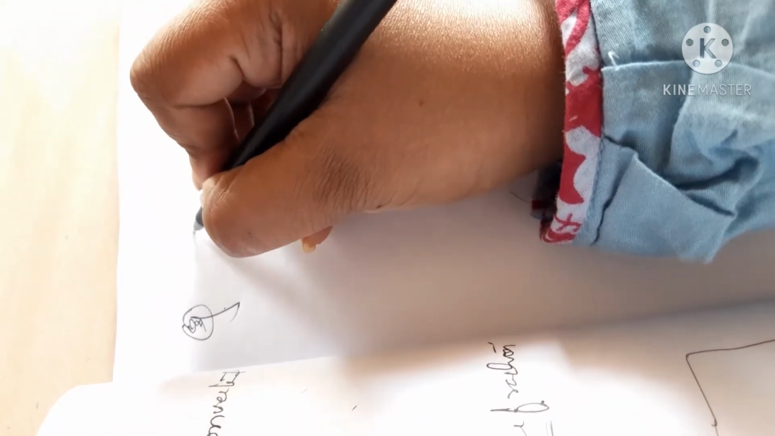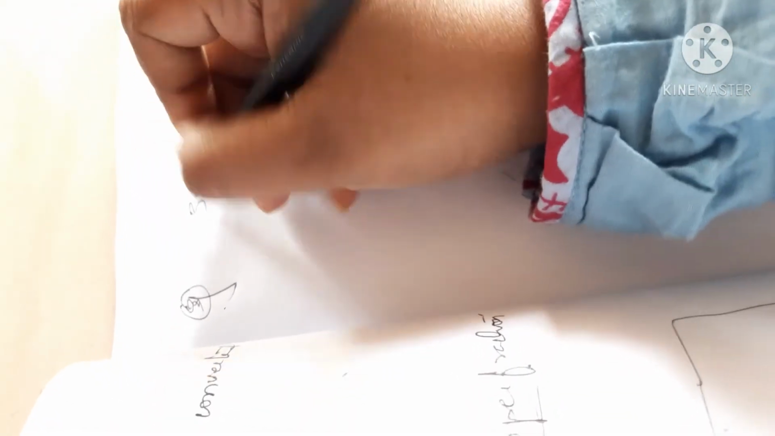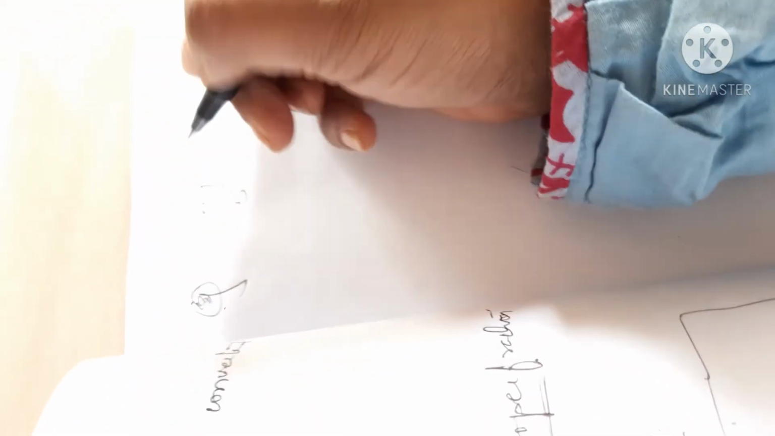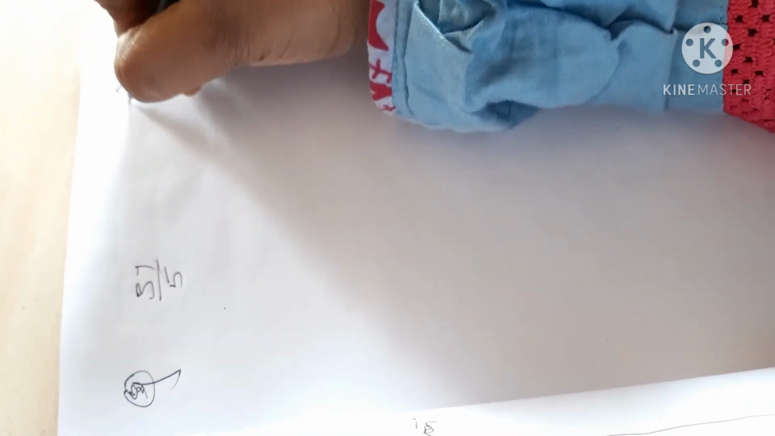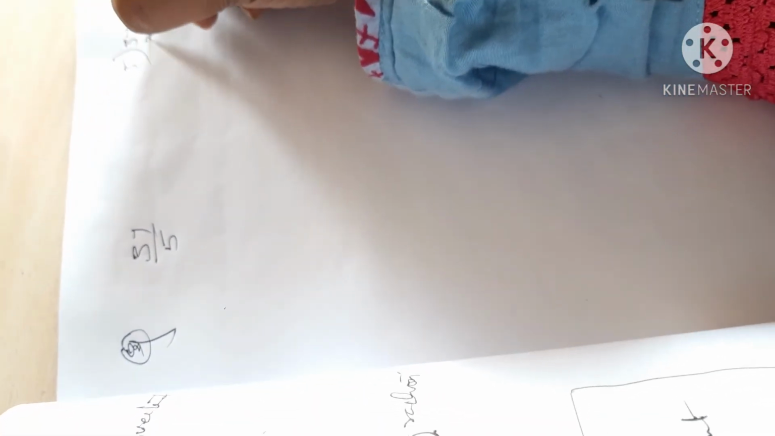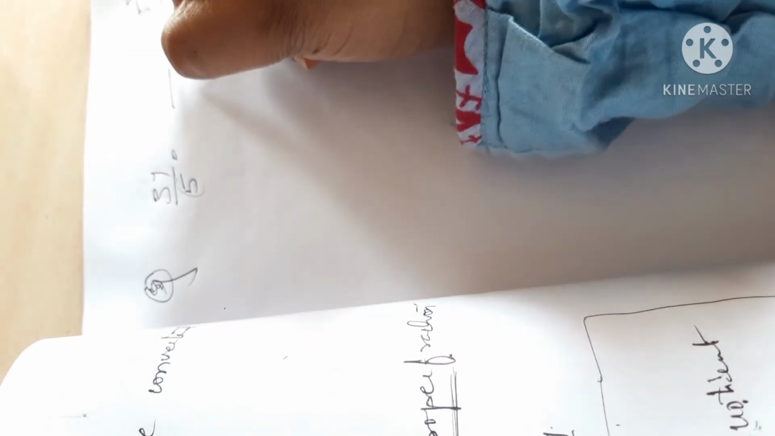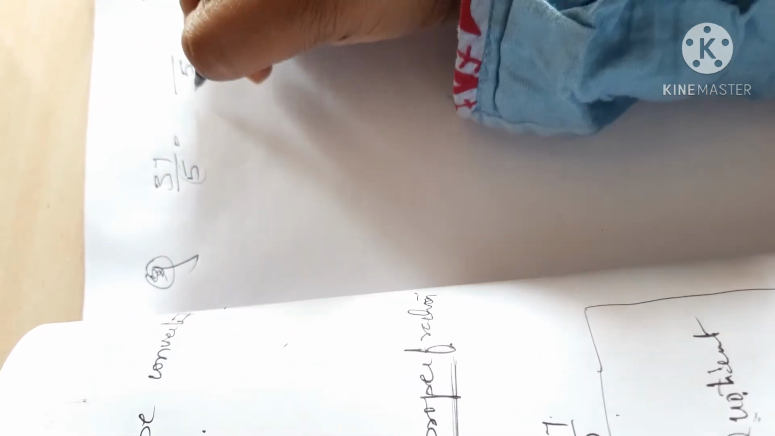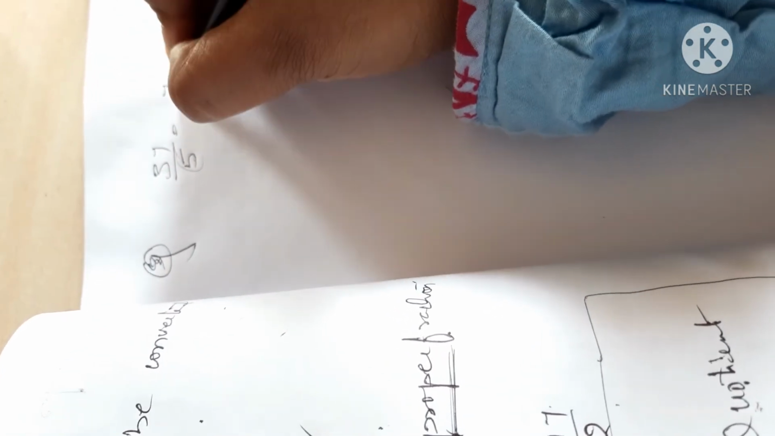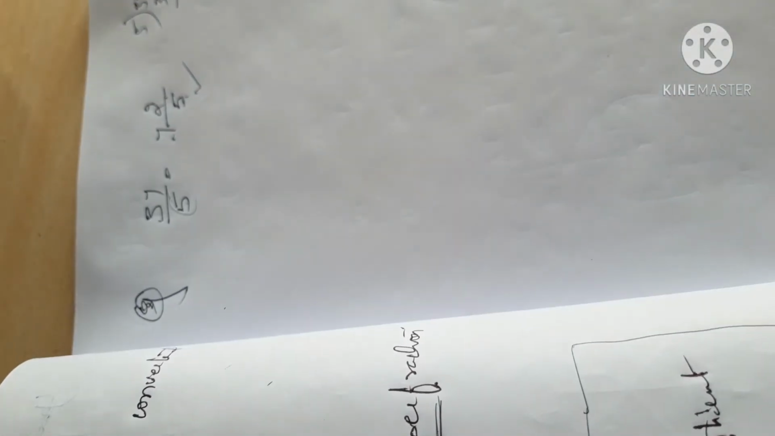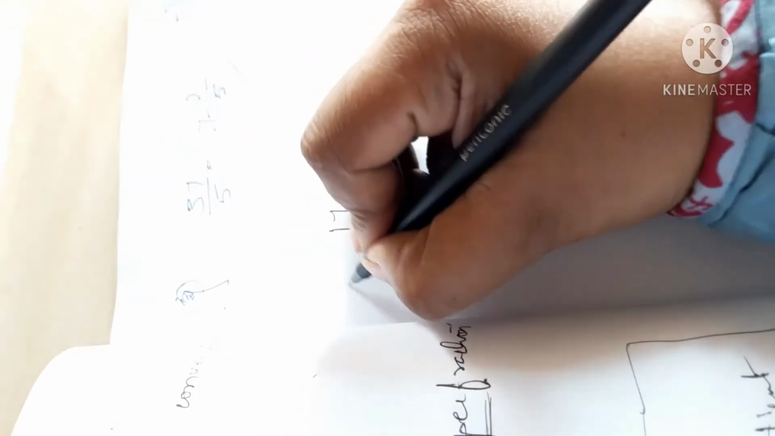Like 37 by 5. Just do the division here. 37 by 5. 5 sevens are 35. What is the remainder? 2. So how to convert this? Whatever denominator is there, the same denominator you write. 7 is the quotient, 5 sevens are 35. Remainder on the top. So 7 and 2 by 5 is the mixed fraction of 37 by 5.